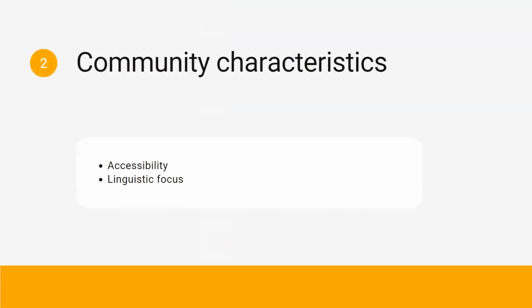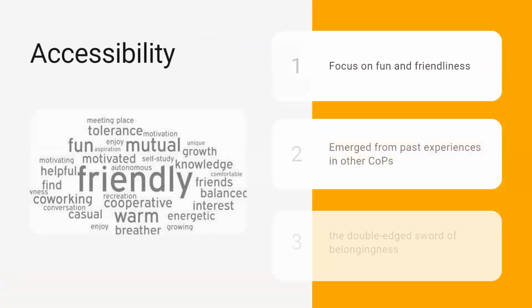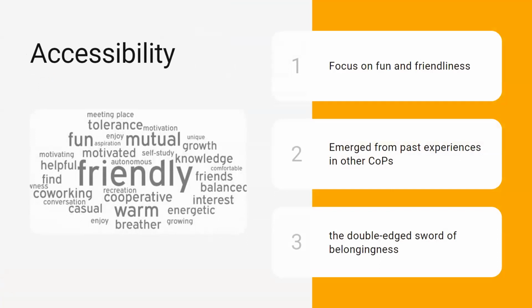Okay, so I'd like today to talk to you about 2 of the community characteristics that I identified in my study. The first one is accessibility. The community focused very strongly upon fun and friendliness. You can see this word cloud on the left actually came from my study. Why did they focus on this so much?